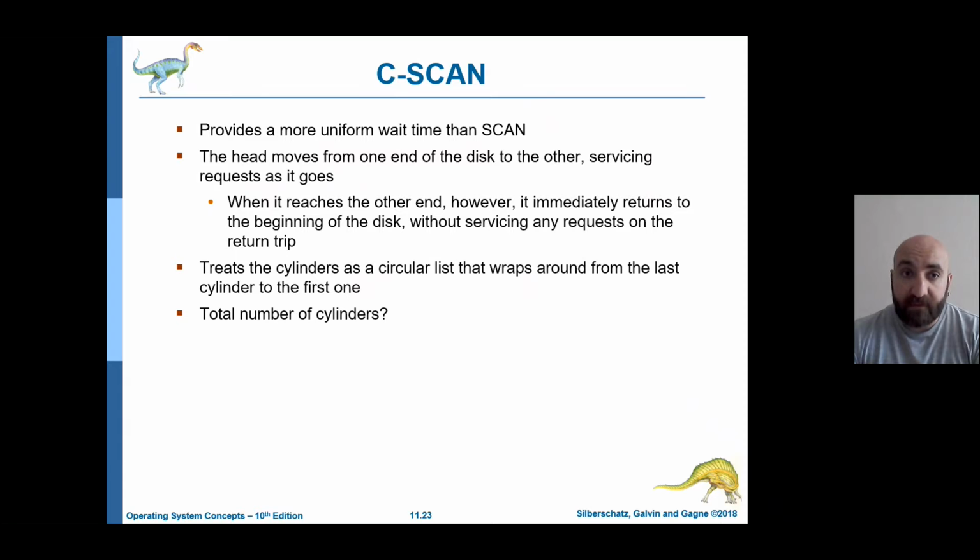The other one is circular scan, or C-scan. C-scan scheduling is a type of scan designed to provide a more uniform wait time. Like scan, C-scan moves the head from one end of the disk to the other while servicing the requests along the way. However, when the head reaches the other end, it immediately returns to the beginning of the disk without servicing any requests on the return trip.